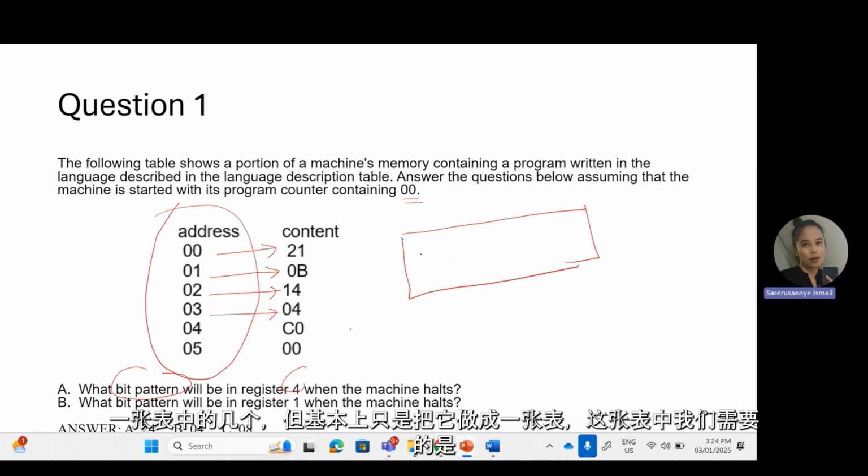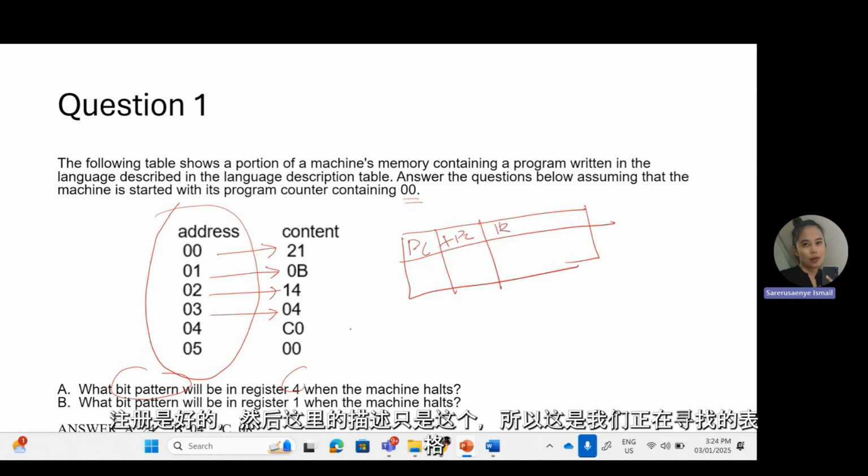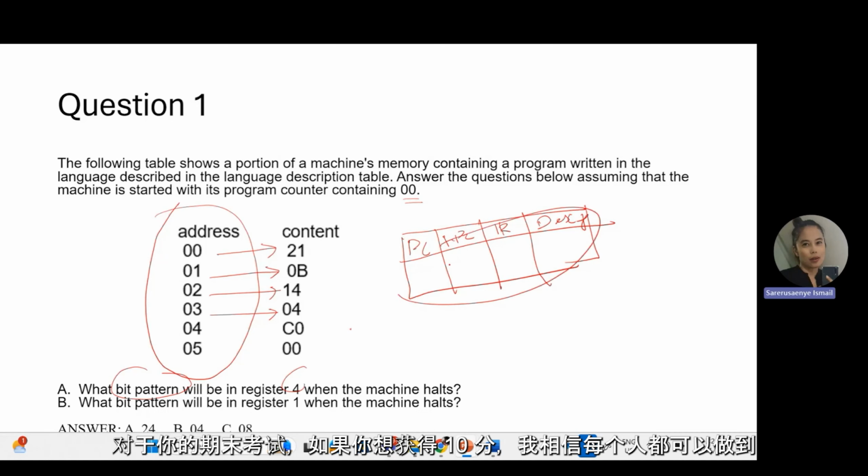What we need in this table, we only need your program counter, the increment of the program counter, and then your current instruction register, IR, and then the description in here. Only that. So this is the table that we're looking for in your final exam. If you want to score 10 marks total, I believe everybody can do that.